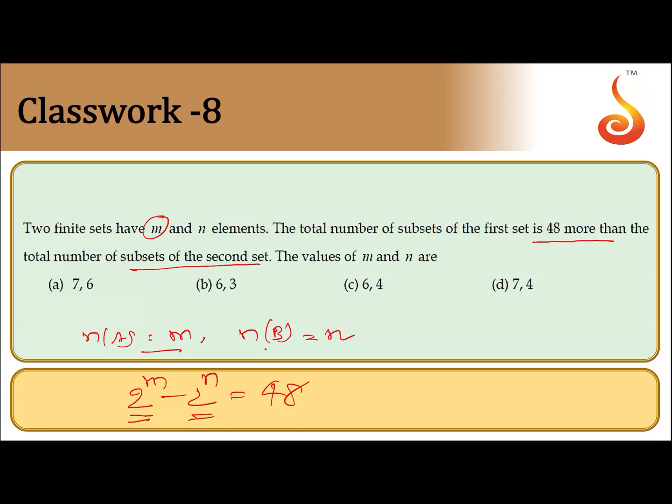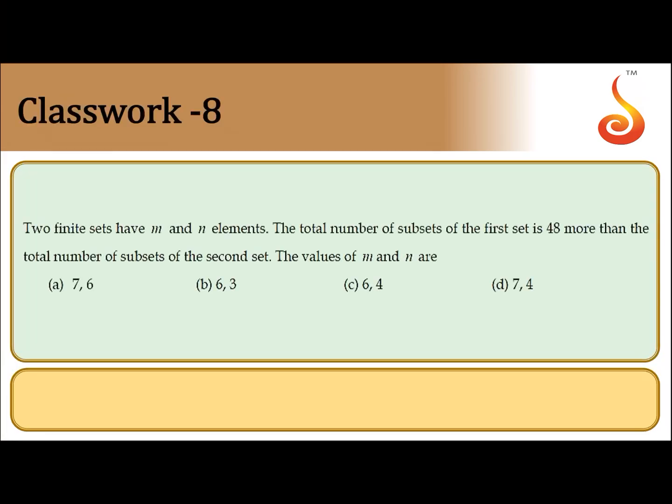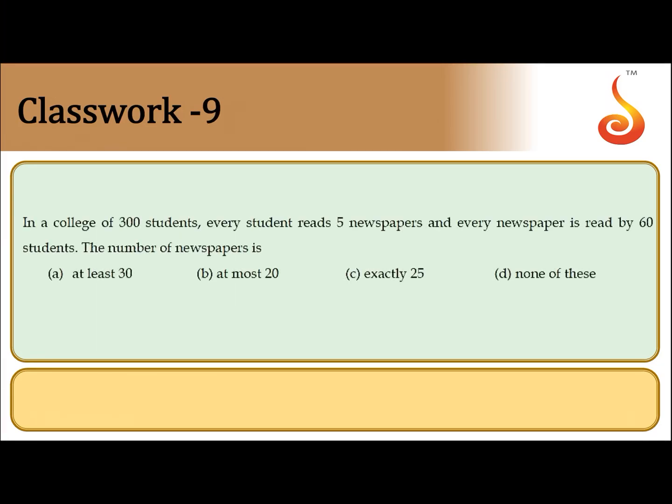This will be satisfied by one of the options, so we need to verify that. You can check that one: 2 to the power of 6 minus 2 power 4, that is 64 minus 16, which is equal to the required number 48. So therefore the answer is C. So the answer is C. Coming to the next one.